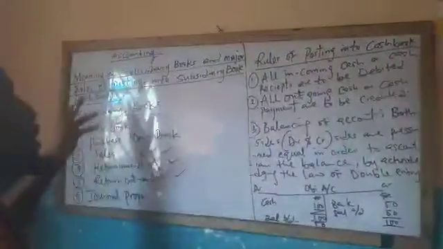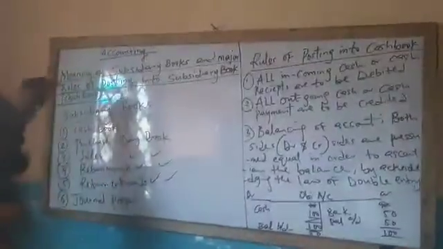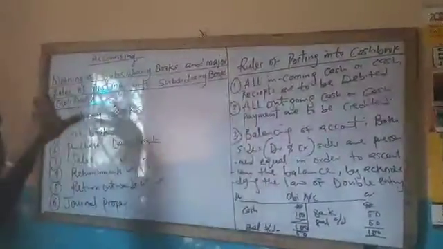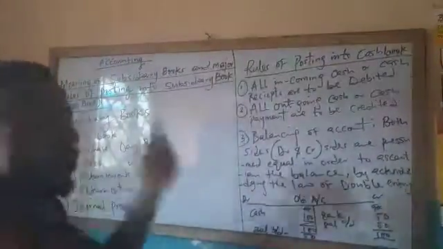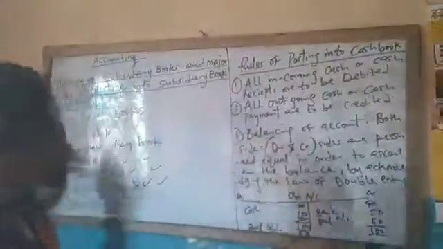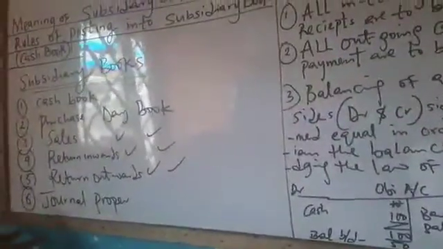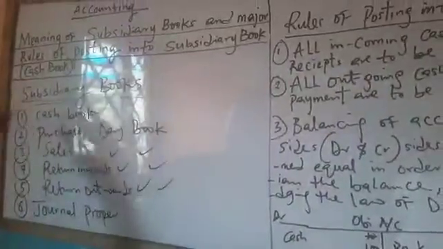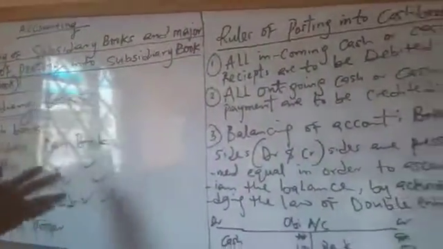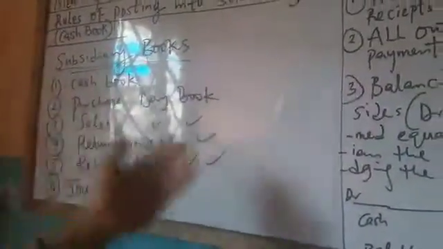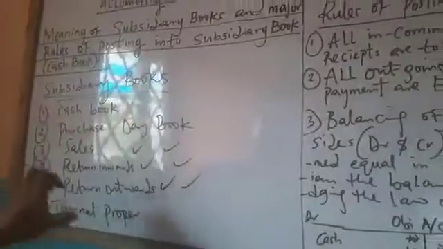Today I'll be taking you on accounting, and the topic we have today that I want to take care of is the meaning of subsidiary books and major rules of posting into subsidiary book, especially cash book. If you look at what we have on the board, I have just listed the various subsidiary books we have, and you can see it here. The first one we have is cash book. The second one, purchase day book. You can call it journal if you like. Sales day book, return inwards day book, return outwards day book, and journal proper.